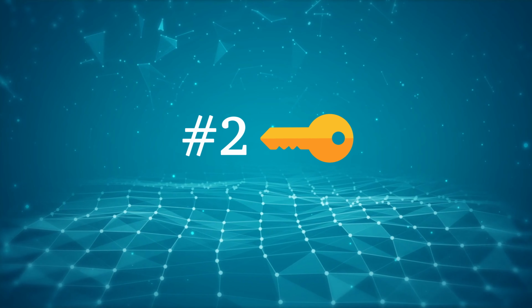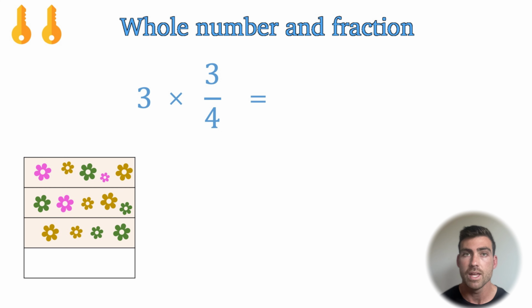Now that you can multiply fractions, how do you multiply a whole number and a fraction? This brings us to the second important key. Imagine a similar scenario where you had one garden bed that is filled with 3/4 of flowers.